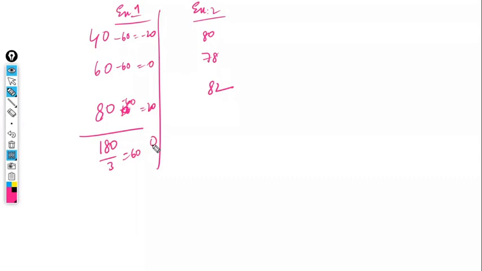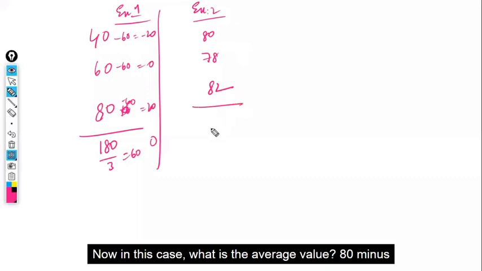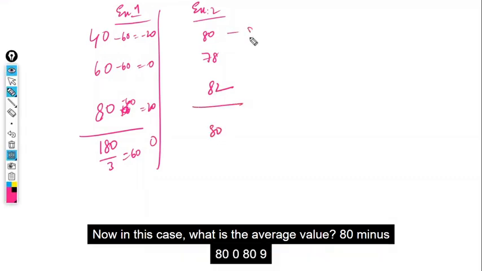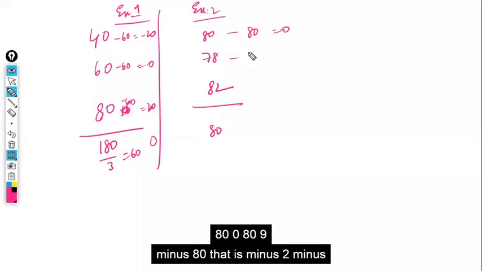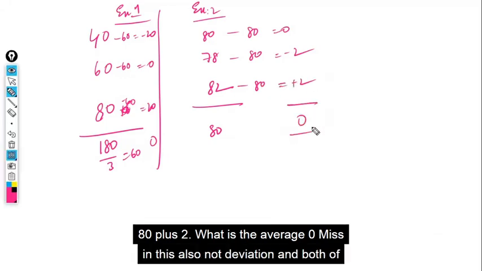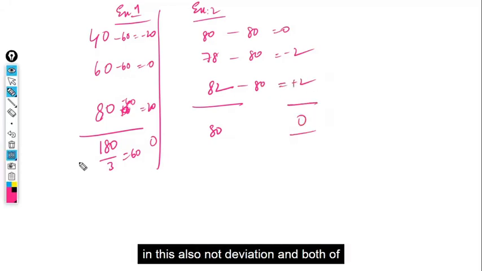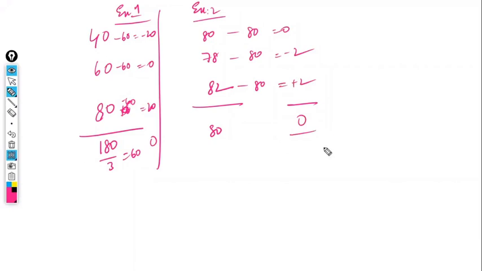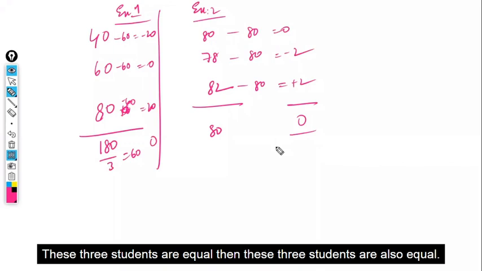Now in this case, what is the average value? 80. 78 minus 80 is minus 2, 80 minus 80 is 0, 82 minus 80 is plus 2. What is the average? 0. It means in this also there is no deviation. And both of them are equal. These 3 students are equal, and these 3 students are also equal.